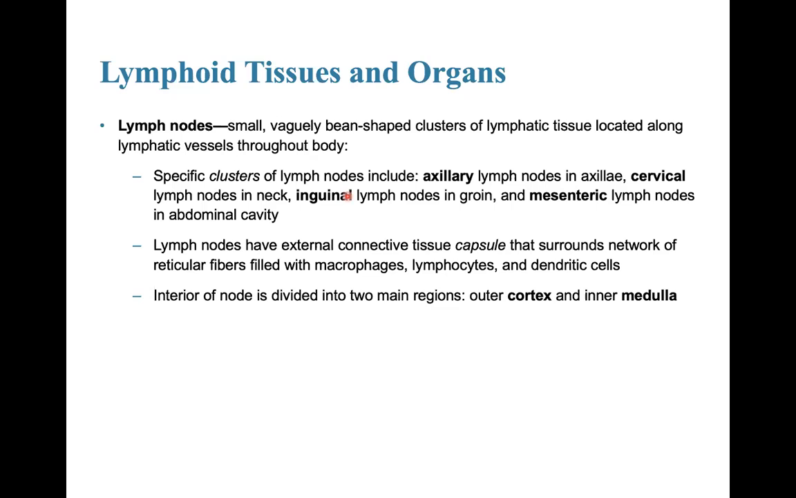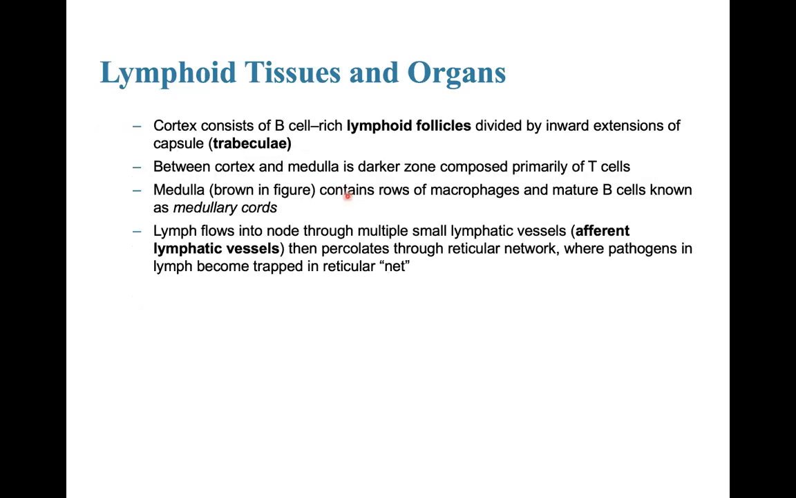The lymph nodes have an external connective tissue capsule that surrounds a network of reticular fibers that are filled with macrophages, lymphocytes, and dendritic cells. The interior of the nodes is divided into two main regions, the outer cortex and the inner medulla. The cortex is going to consist of B-cell-rich lymphoid follicles divided by inward extensions of the capsule. Between the cortex and the medulla is a darker zone composed primarily of T cells.